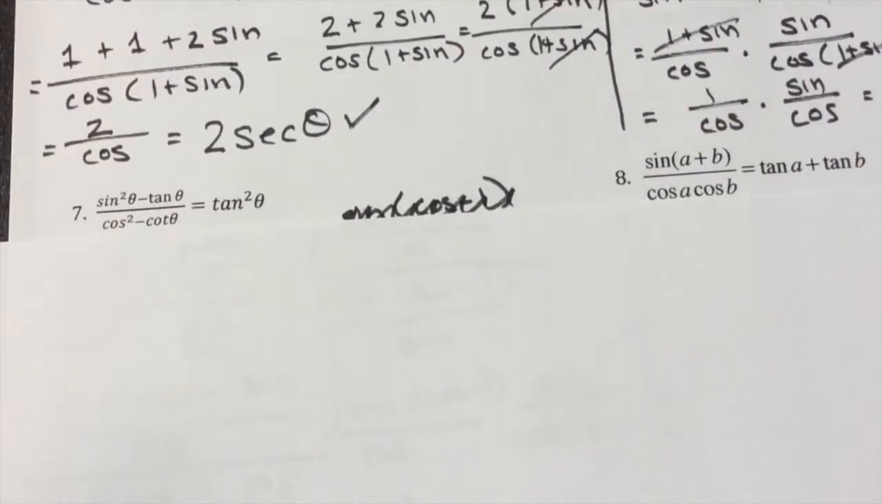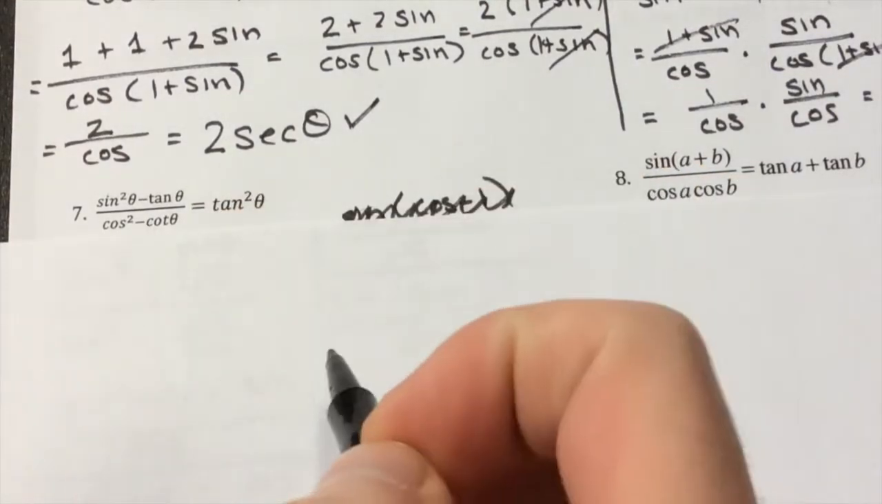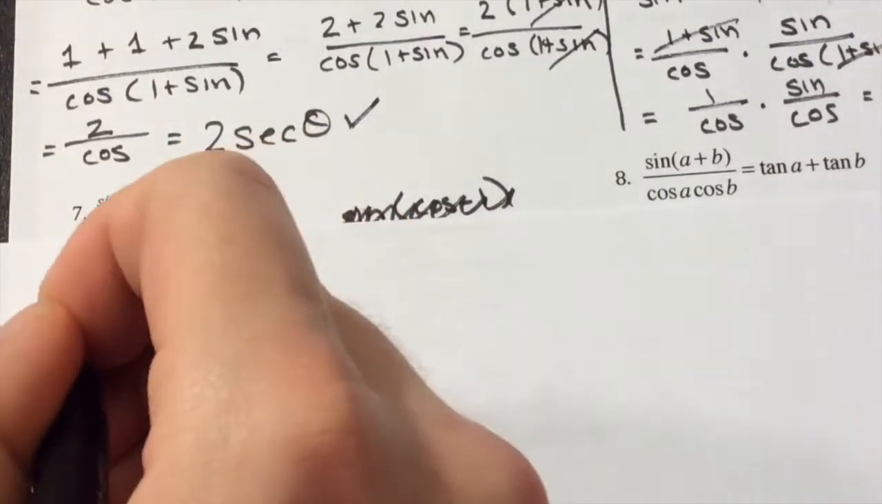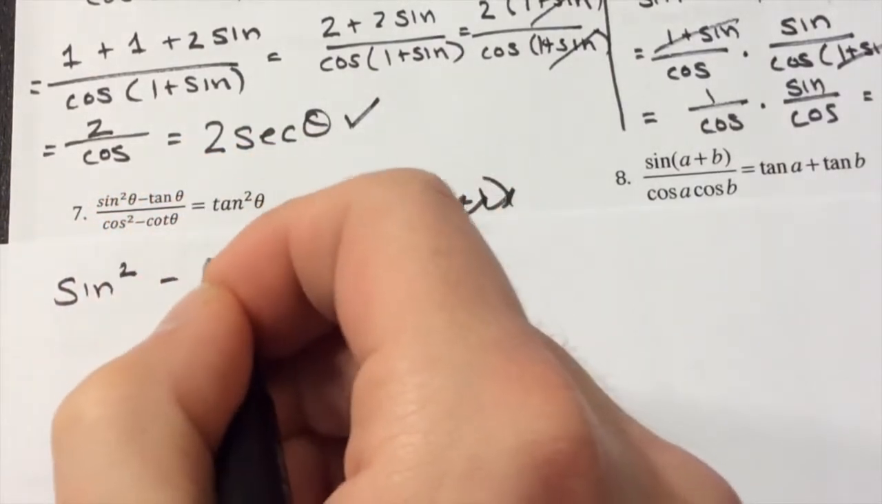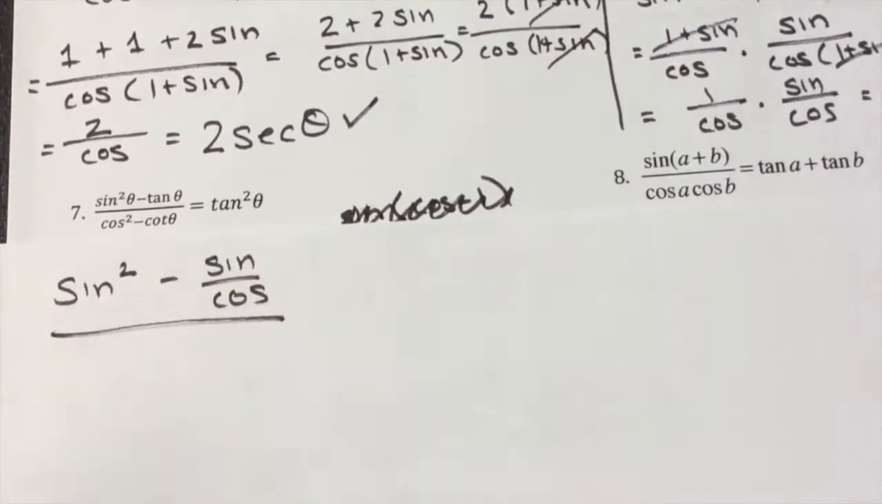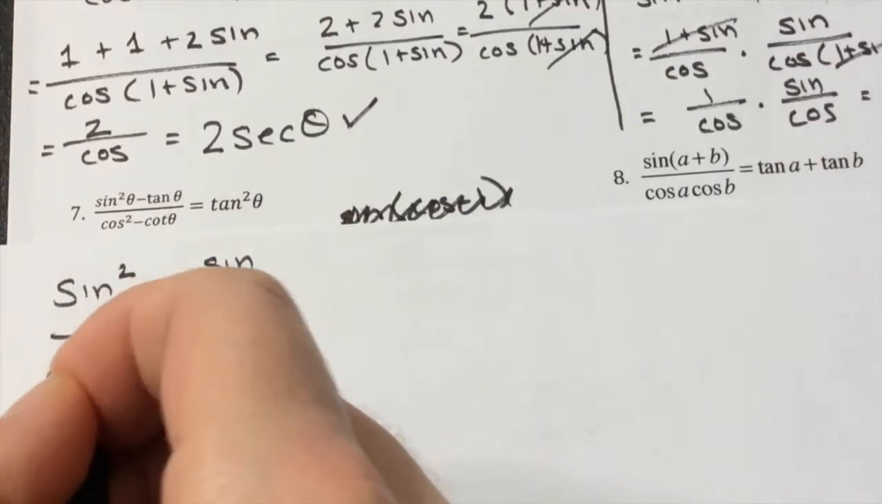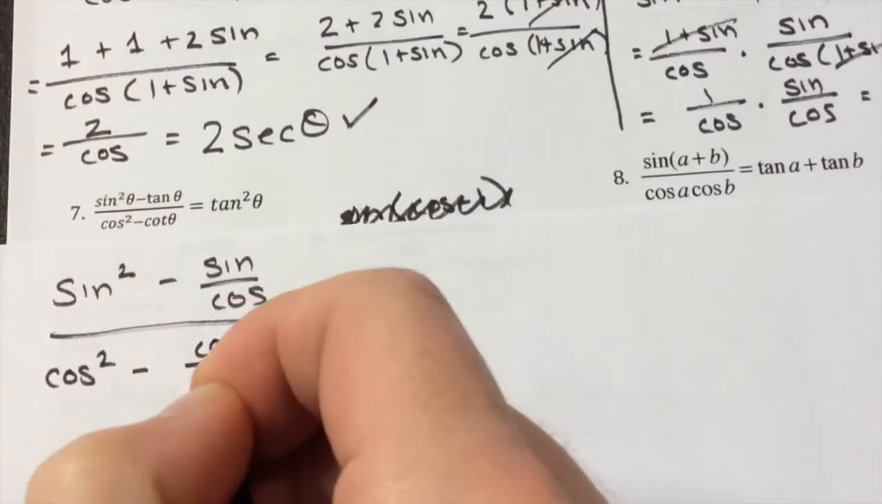So moving on to number 7, we're going to have a similar setup as number 6. We're going to split this up. So we're going to get sine squared minus, first thing we're going to rewrite is the tangent. So sine over cosine over, we're going to keep the cosine squared, and then cotangent is cosine over sine.